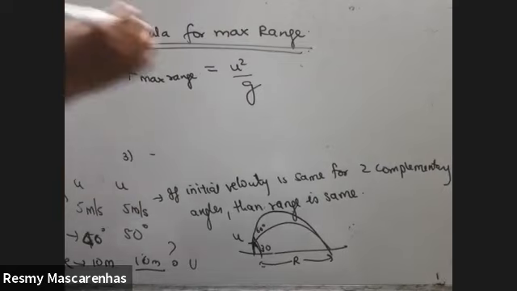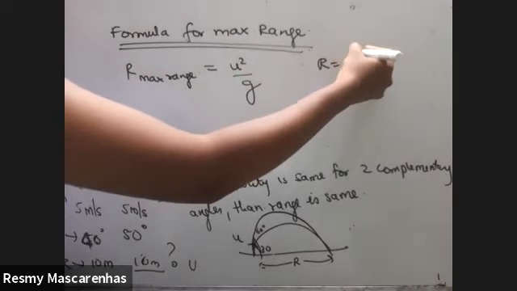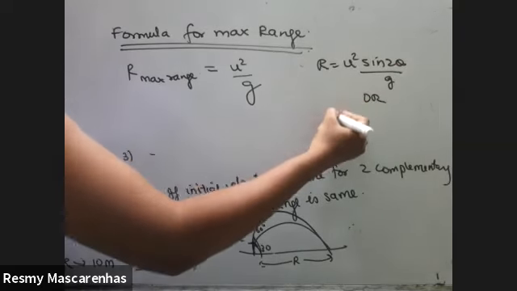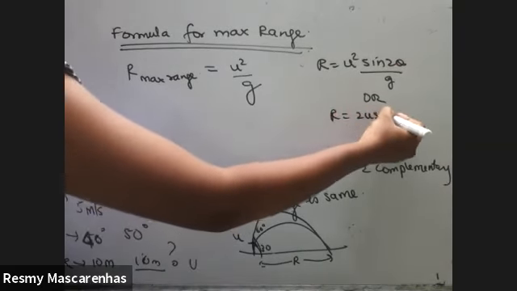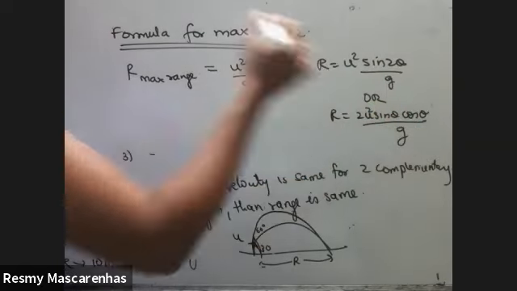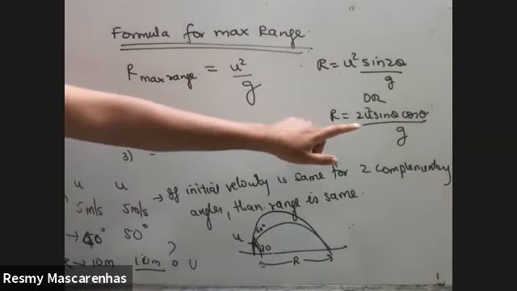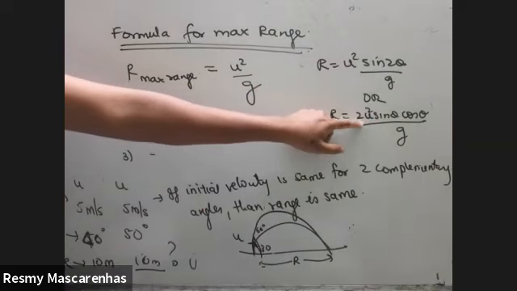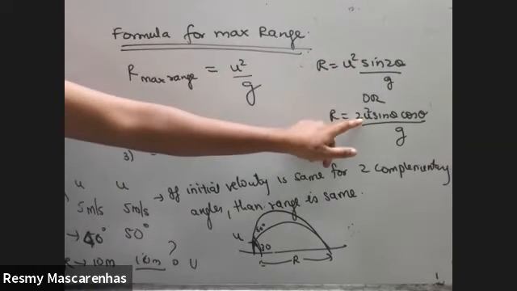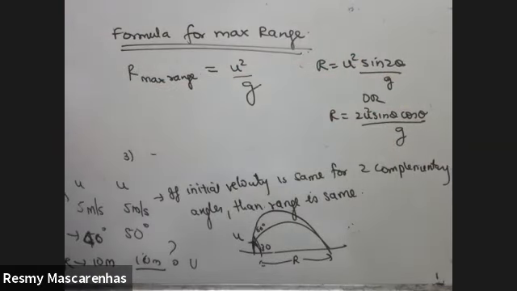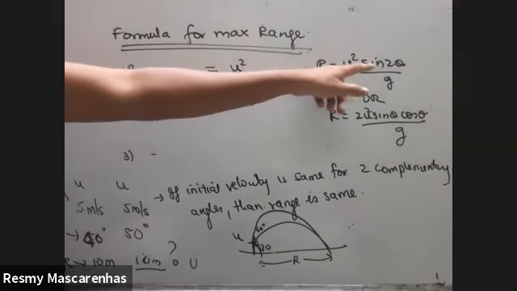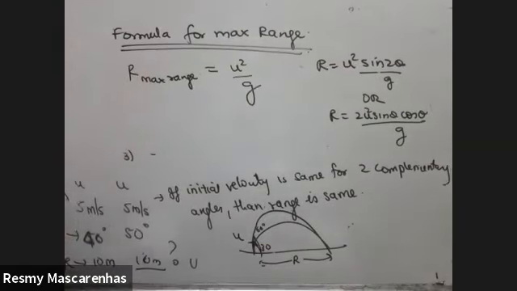Now what range formula is what? This is the formula. Usually, I told you, while solving the problems we use this. But in terms of theory, like if you have to derive, then it is this, because 2 sin theta cos theta is equal to sin 2 theta. So what is going to happen, if you notice, sin 2 theta is there for maximum range.